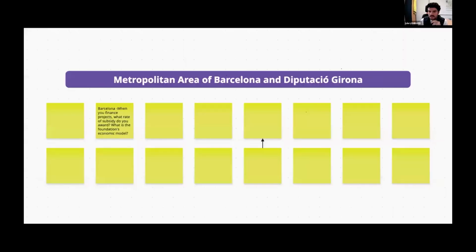Thank you, Dal. So then we got one question, but I see it has been partly answered. I don't know if the first part of the question is answered. You say, when you finance projects, what rate of subsidy do you award? I don't know if it was addressed to the Área Metropolitana de Barcelona or to the La Bastida Foundation. It was for Barcelona. Barcelona, yeah, okay. Marcel, that question's for you. It's in the chat. Yes, I'm here. Yeah. Okay.